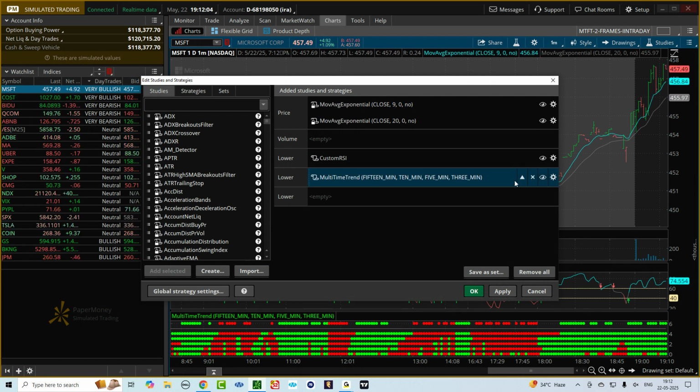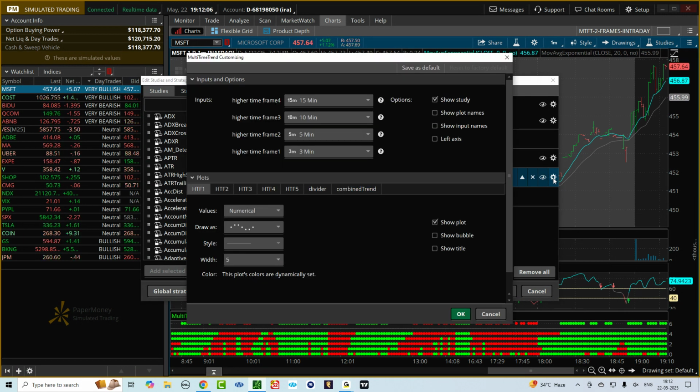If you click this gearbox, you can see the settings. The chart is set to a 1 minute chart, and therefore that is the lowest time frame. All the time frames have to be higher than that. So the next higher time frame, I've put it as 3 minutes. The one after that is 5 minutes. The one after that is 10 minutes, and one after that is 15 minutes.